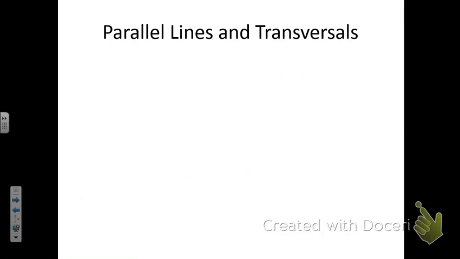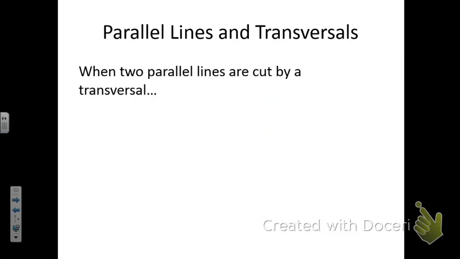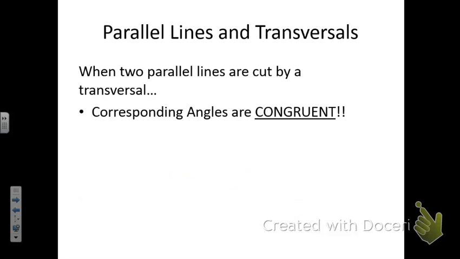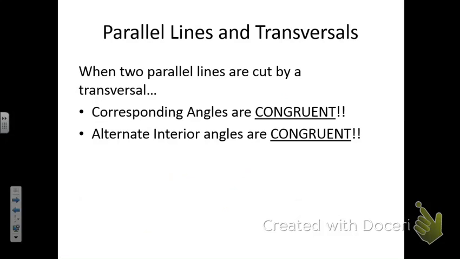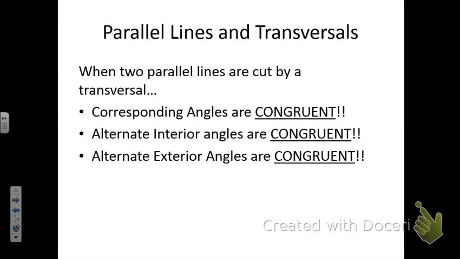So when 2 parallel lines are cut by a transversal, corresponding angles are congruent. Alternate interior angles are congruent. Alternate exterior angles are congruent. And same side interior angles are supplementary.